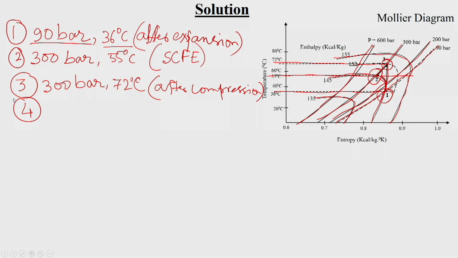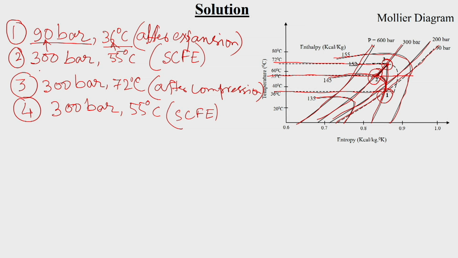Then the fourth step is from 3 to 2 again, 300 bar and 55 degrees Celsius. That is, it will come to the supercritical fluid extraction unit. So this is the total system. We start at 300 bar and 55 degrees Celsius, and isenthalpic expansion takes place from point 2 to 1, so pressure is released from 300 to 90 bar and temperature is decreased from 55 to 36.